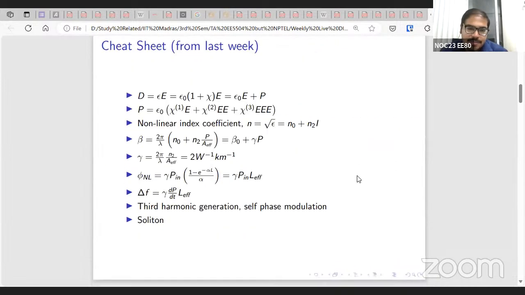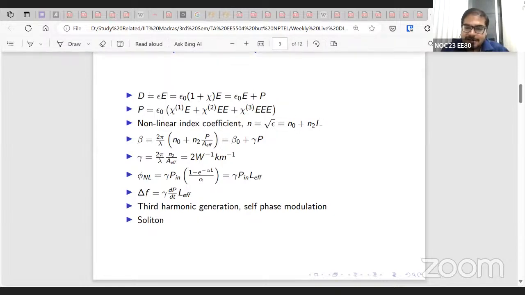So the equations from last week are these, like how flux density and electric field are related, how polarization of the material is expressed. In optical fiber, we ignore this term. Then here we encounter this effective length, and I think some people were confused about this expression.